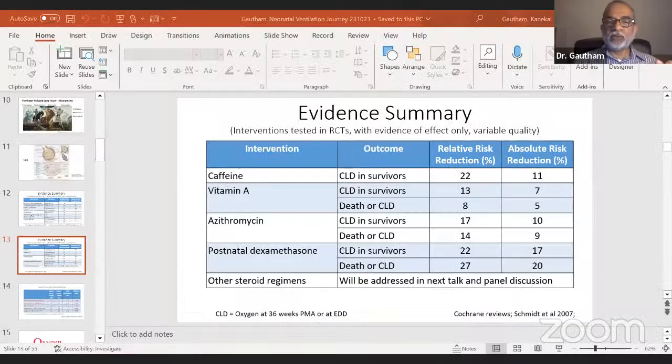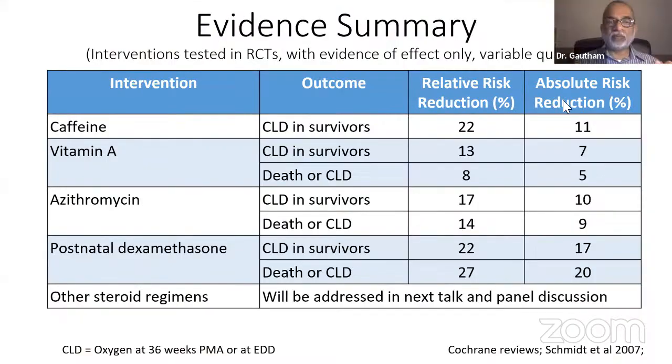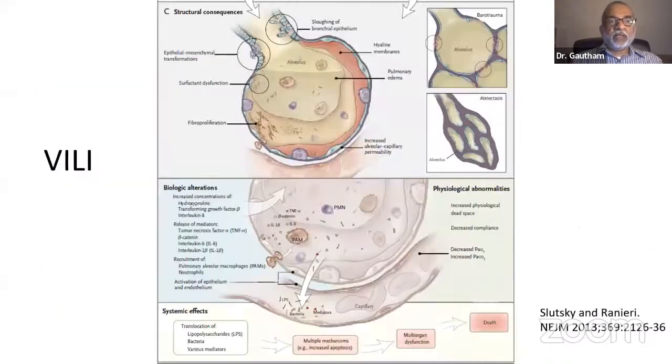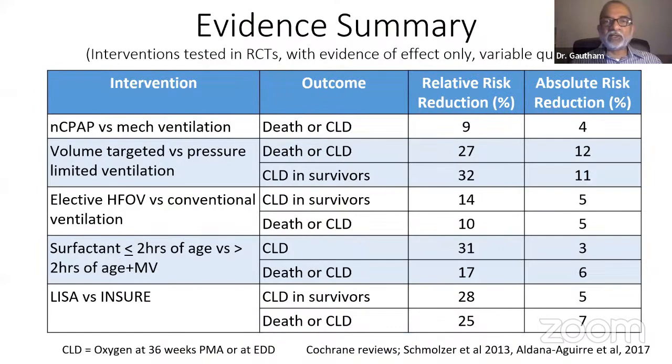Can you see this? We can see, sir. Right. So if you look at the evidence for prevention of BPD, these are the slides that illustrate the relative risk reduction and absolute risk reduction for interventions for which there is evidence supporting reduction of BPD. Interventions tested in RCTs.